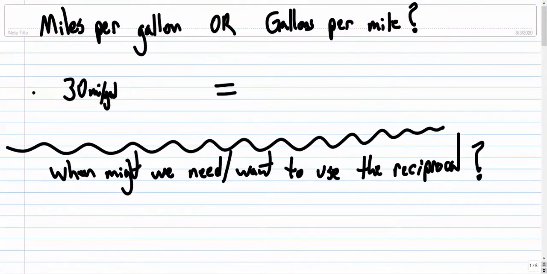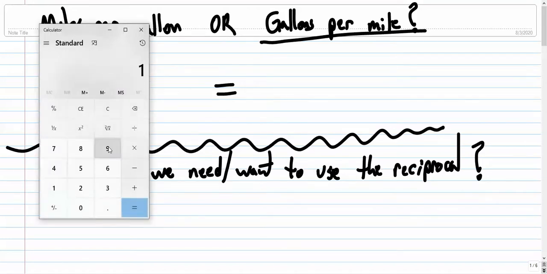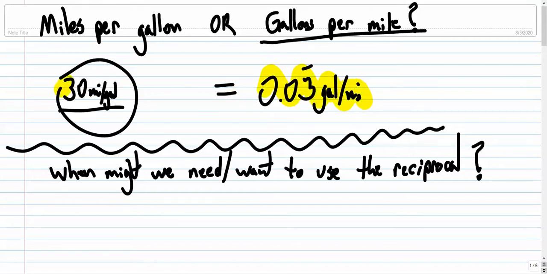Let's say my truck gets 30 miles per gallon. Would it make sense for me to use gallons per mile? If I use the reciprocal of this, that's going to be 1/30th. So what is 1/30th? That's going to be 0.03 repeating. So if I get 30 miles per gallon, I'm getting 0.03 repeating. What's that? That's going to be gallons per mile. Would you ever use this? No, you wouldn't, because you've got 30 you can just say. I'd rather say 30 miles per gallon versus 0.03 repeating gallons per mile. But can you imagine a situation where you might want to use the reciprocal?